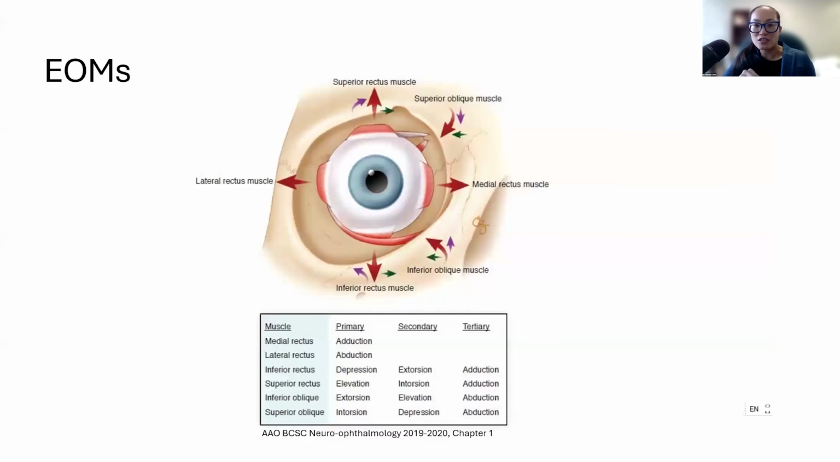The innervation for these muscles is fairly easy to remember if you have this little mnemonic. Basically LR6SO4 means that the lateral rectus is innervated by the abducens nerve or cranial nerve 6, and the superior oblique is innervated by cranial nerve number 4. 3 does everything else, including the eyelid and the pupil.